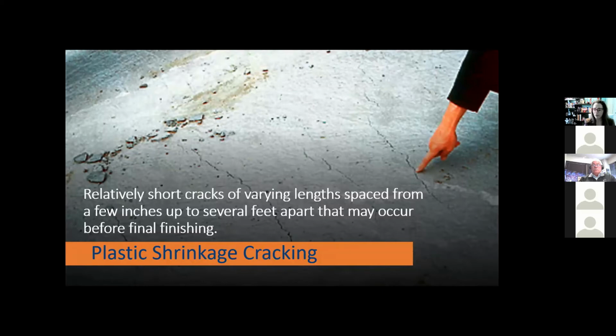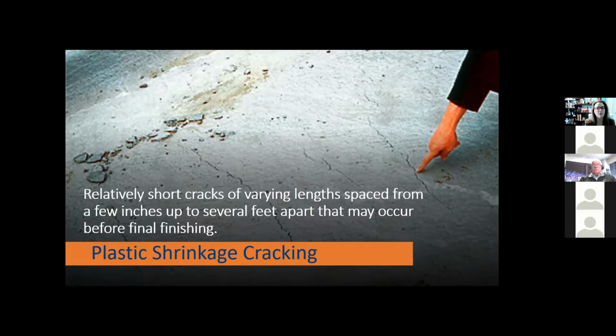If you're not careful in the plastic manner of concrete, you can get what is known as plastic shrinkage cracking. And these are relatively short cracks. They can be longer, but they're varied lengths and they're typically parallel to one another. They can be inches apart or several feet apart, depending on how that concrete felt as the tension built up.